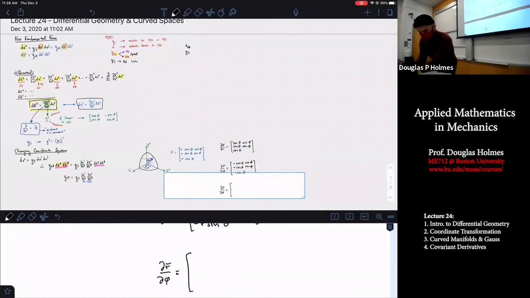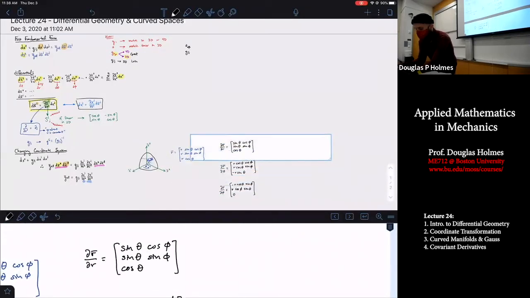And this one is negative r cos theta sine phi, r cos phi. Wait, what did I do there? I think that's fine. And then this thing is 0. And now we need to dot these things into each other.